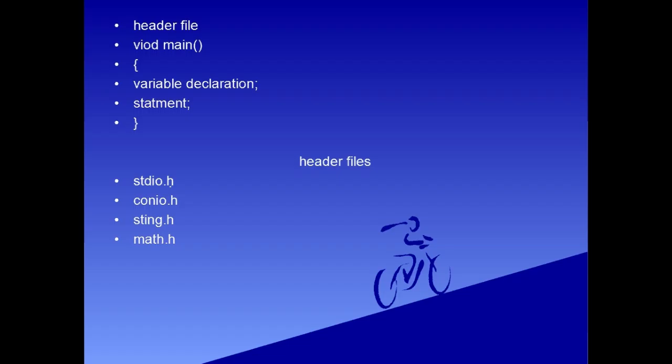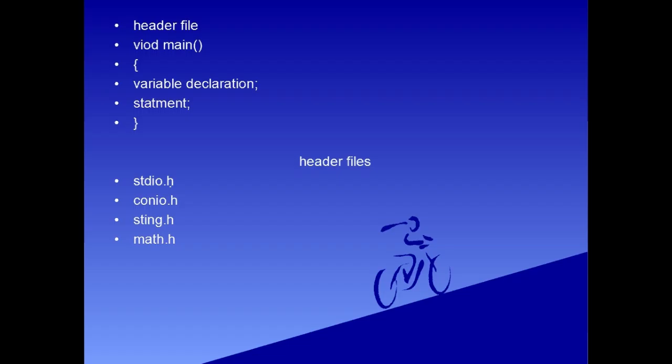The structure consists first of the header file, second the void main from where the execution of the program starts, and then the declaration of the variables which we are going to use in this C program, and the statements which we are going to use. So in this we are going to learn about different types of header files and variable declaration statements.